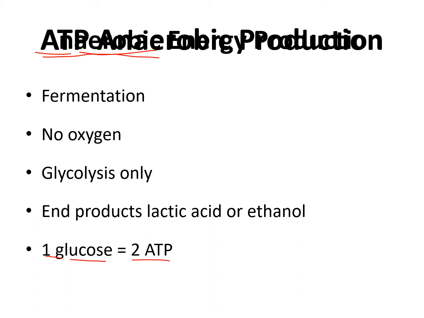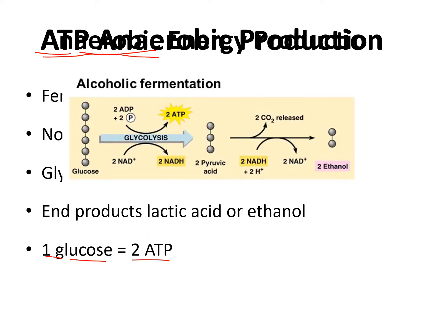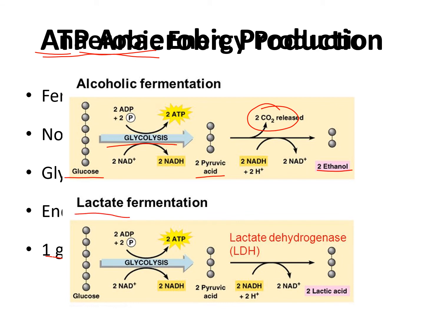There are 2 common types of fermentation. The first is alcoholic fermentation. Alcoholic fermentation, again, is a type of glycolysis. It's where the glucose is split into 2 pyruvic acid, and then that goes through a process to release carbon dioxide and produce alcohol. The second type of fermentation is lactate or lactic acid fermentation, and this is where the glucose goes through glycolysis, but this time it is converted into lactic acid and there is no carbon dioxide produced.